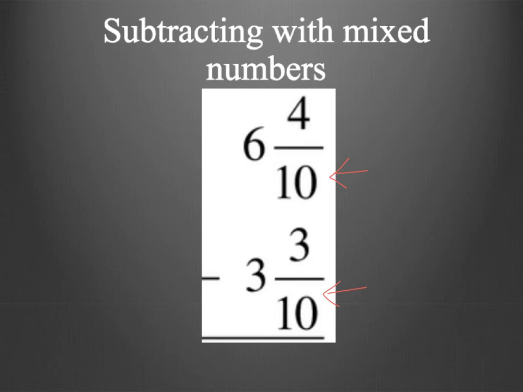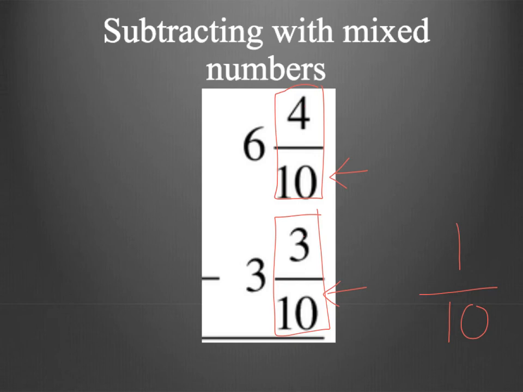Well, let's look at the fractions first. I have 4/10 and 3/10. I have the same parts, so I know that my denominator is still going to be a 10. And now I just have to look at my numerators. 4 minus 3. Well, 4 minus 3 is 1. So I know that the fraction part, 4/10 minus 3/10 equals 1/10. Well, now all I have to do is look at my whole numbers. 6 minus 3. Well, 6 minus 3 is 3. So I know that 6 and 4/10 minus 3 and 3/10 gives me an answer of 3 and 1/10. Pretty easy.